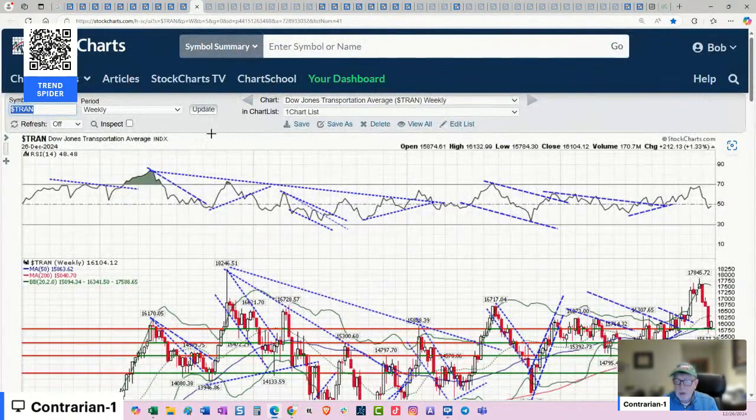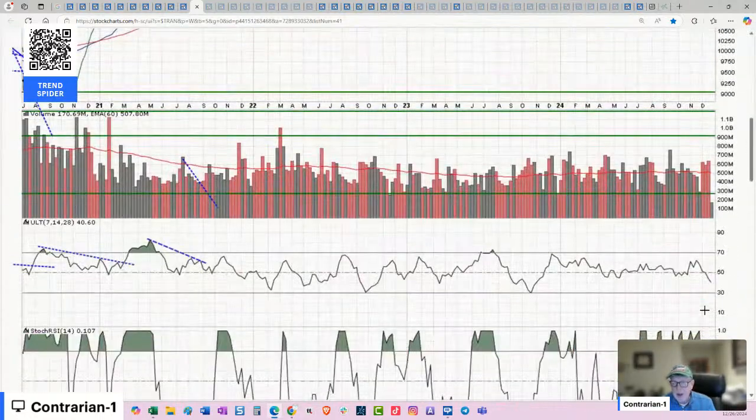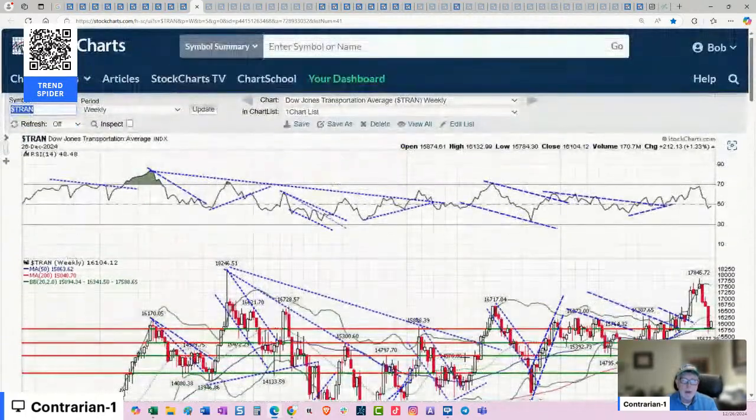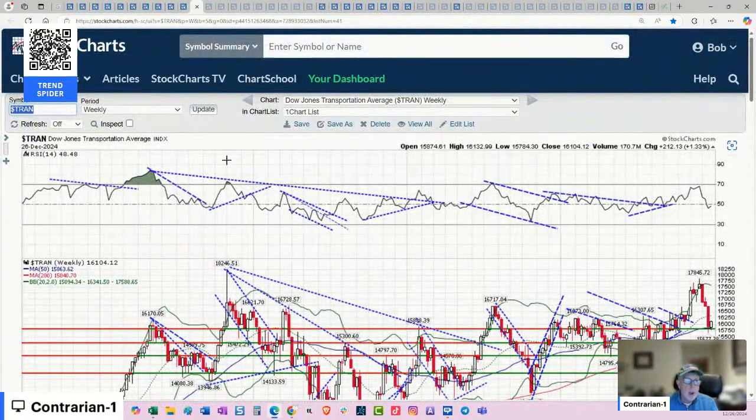Dow Transports. They recovered some real estate last week to close back above support, and we're holding it this week. But the volume, folks, I can't treat this like a normal week. It's not a normal week. It's just computers trading back and forth, keeping everything in check. No drama. They don't want any drama. When I say they, I mean the whales.